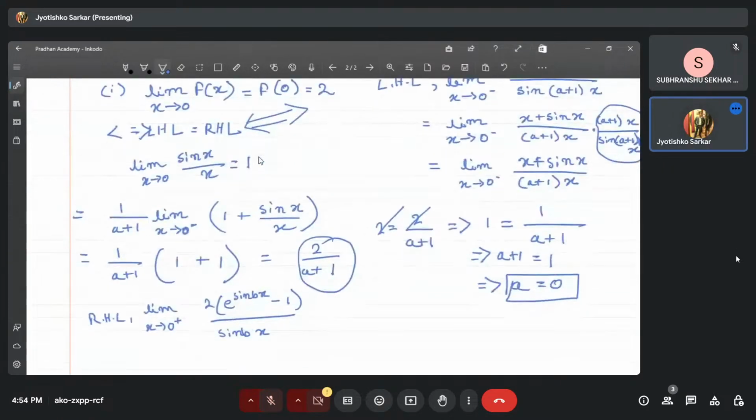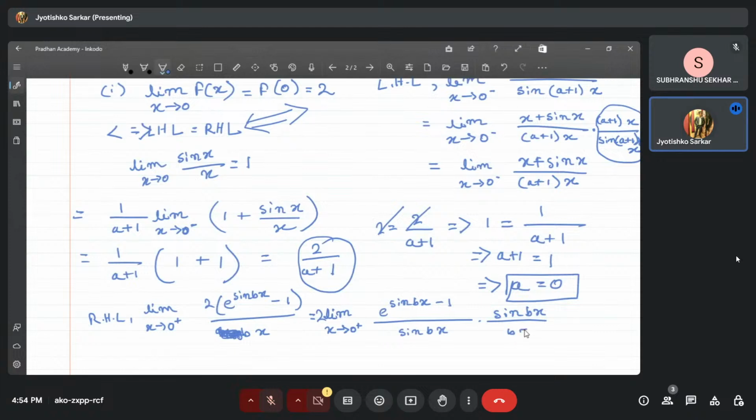Sorry, this is bx. Only bx. Now I can write this as limit x tends to 0 plus, as 2 is a constant, I can take it out, 2 e to the power sine bx minus 1 divided by sine bx. I will explain why I am taking this sine bx by bx.